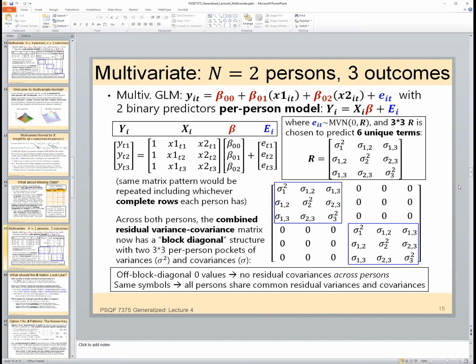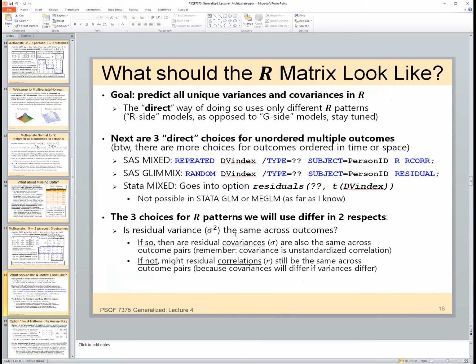Okay. So the only thing that we have to worry about really is what this R matrix should look like. And for these kind of data, there's really only 3 choices that make sense. So in SAS, we're going to add a line that's either going to start with the word repeated or random into mixed or glimmix. And in Stata, we're going to add an option called residuals, where the question marks are a placeholder for the type of structure that you're going to ask it to do. So there are 3 structures.